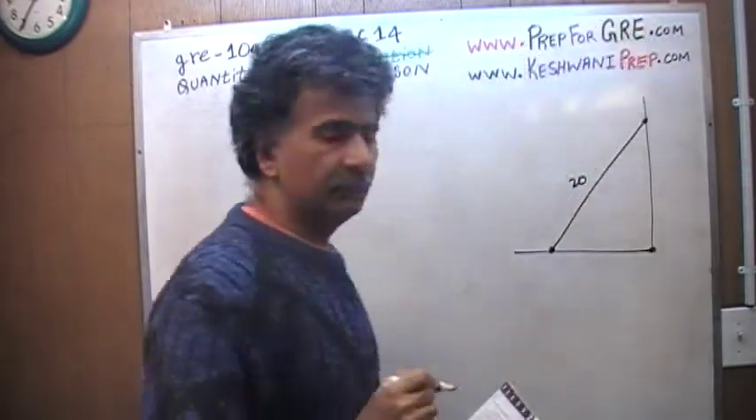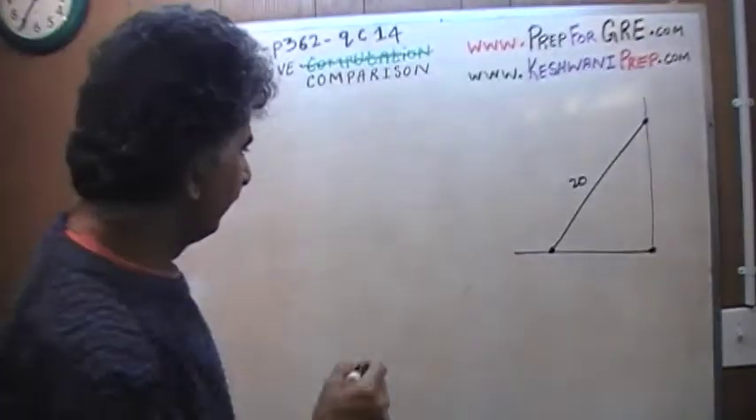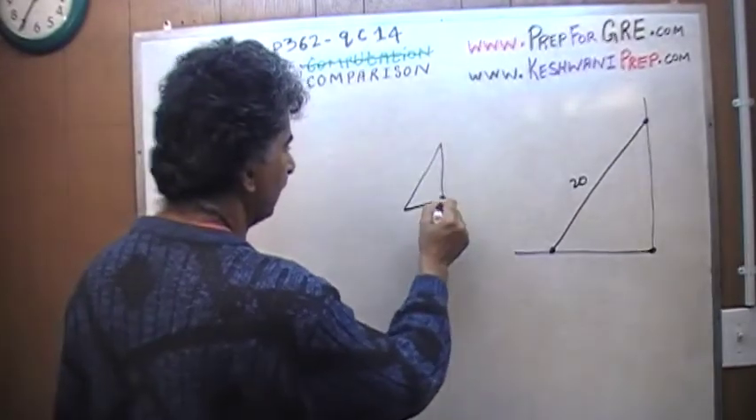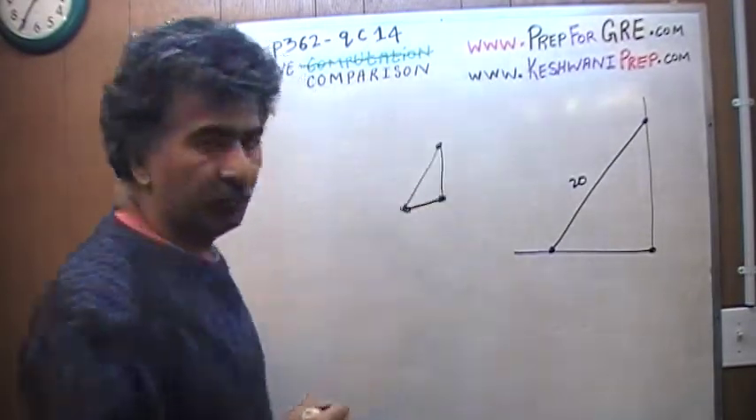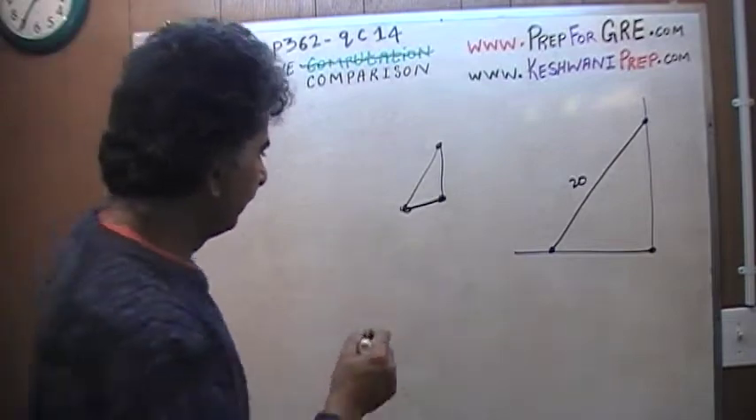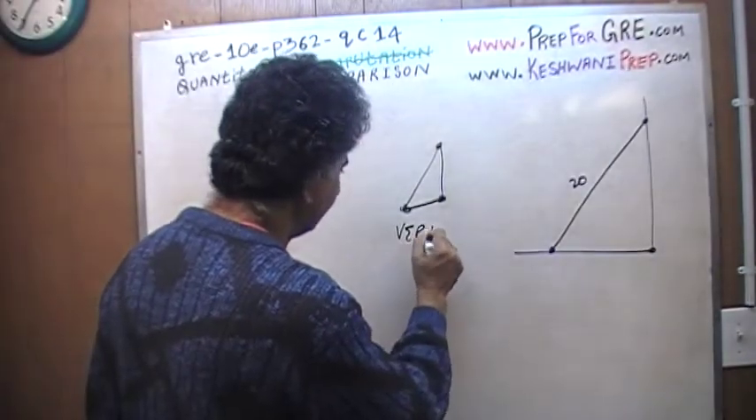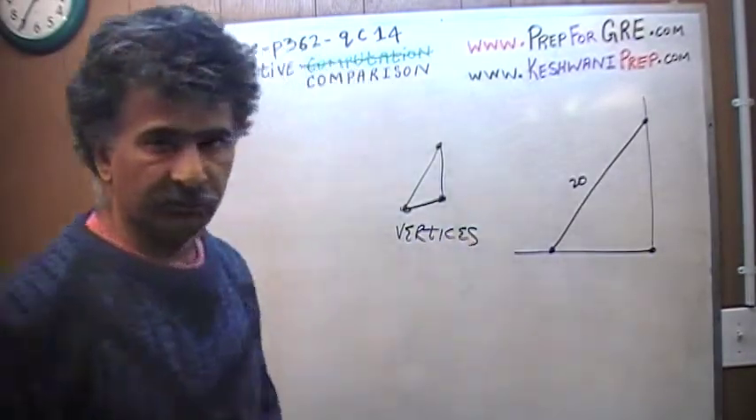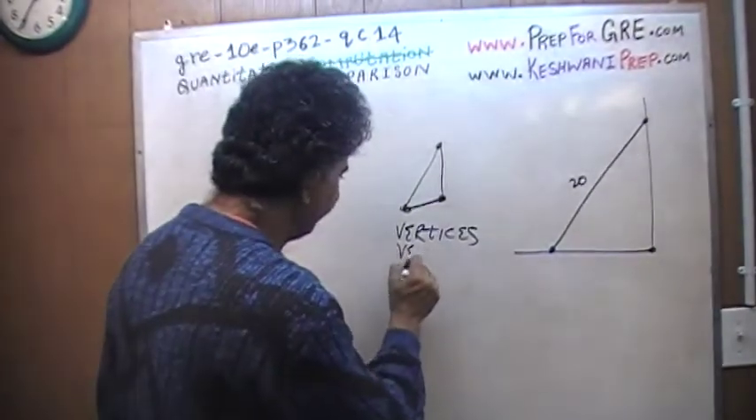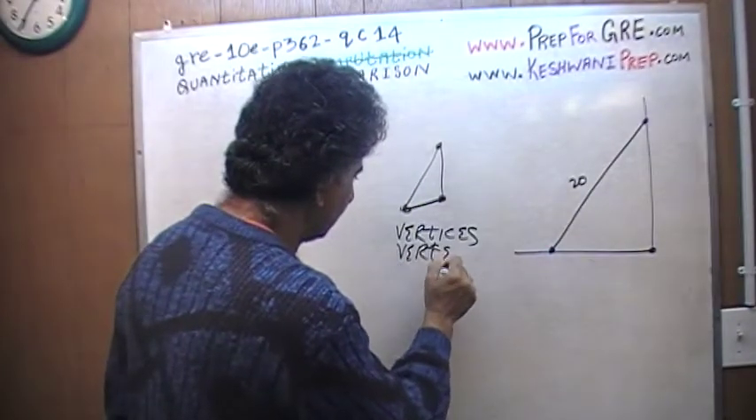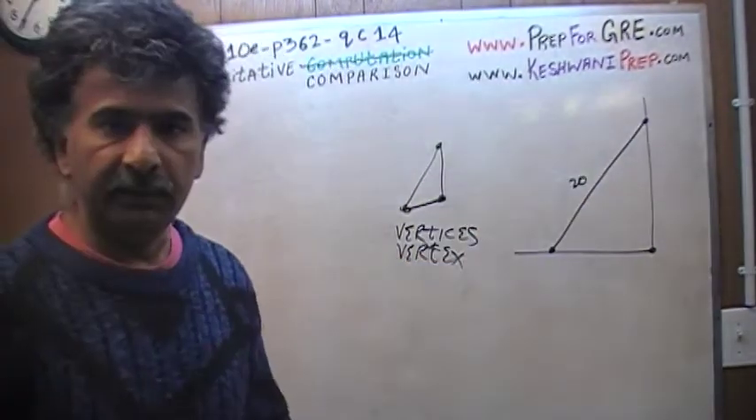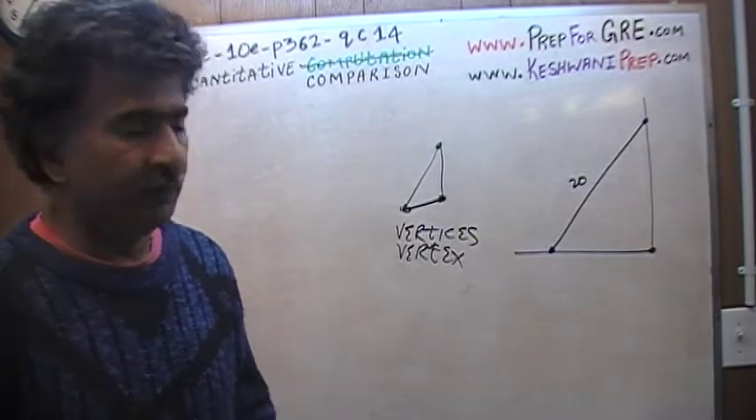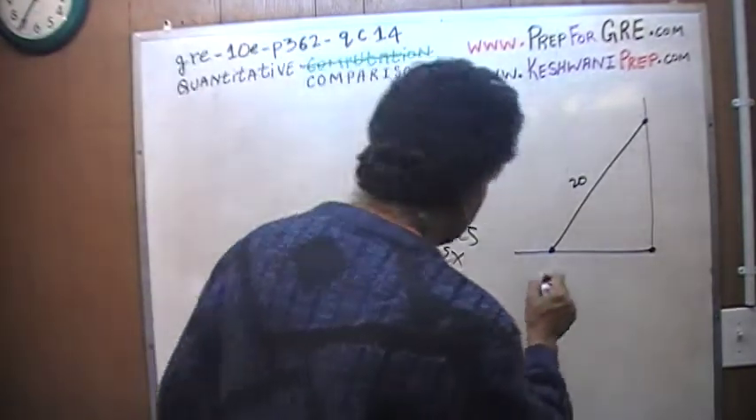These points here, they do not give them any name. If it were a triangle by itself, these points, these corners, would have been referred to as vertices, which is the plural of vertex. They do not give any names to these vertices. Let's christen them. Let's call them A, B, C.